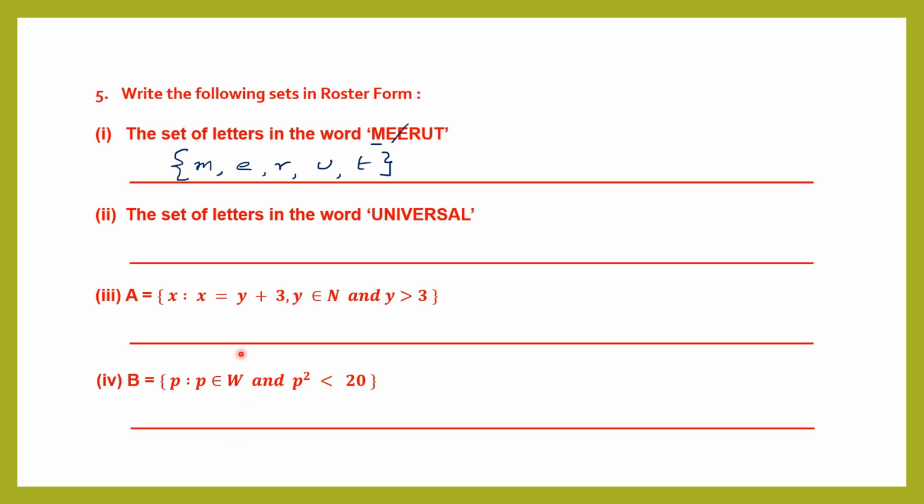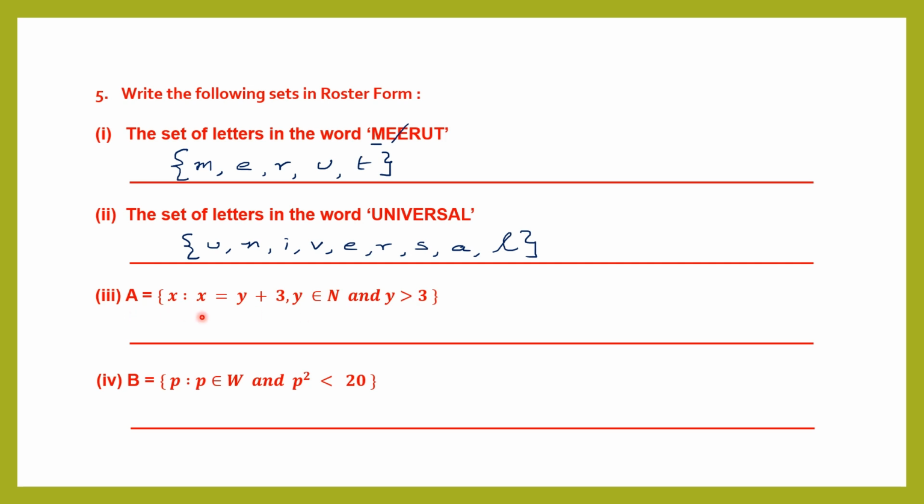Next one is write the set of letters in the word universal. Here also we're going to start writing all the letters without repeating. So U, N, I, V, E, R, S, A, L. Now here we have written all the letters because none of the letters have been repeated. Question 3.